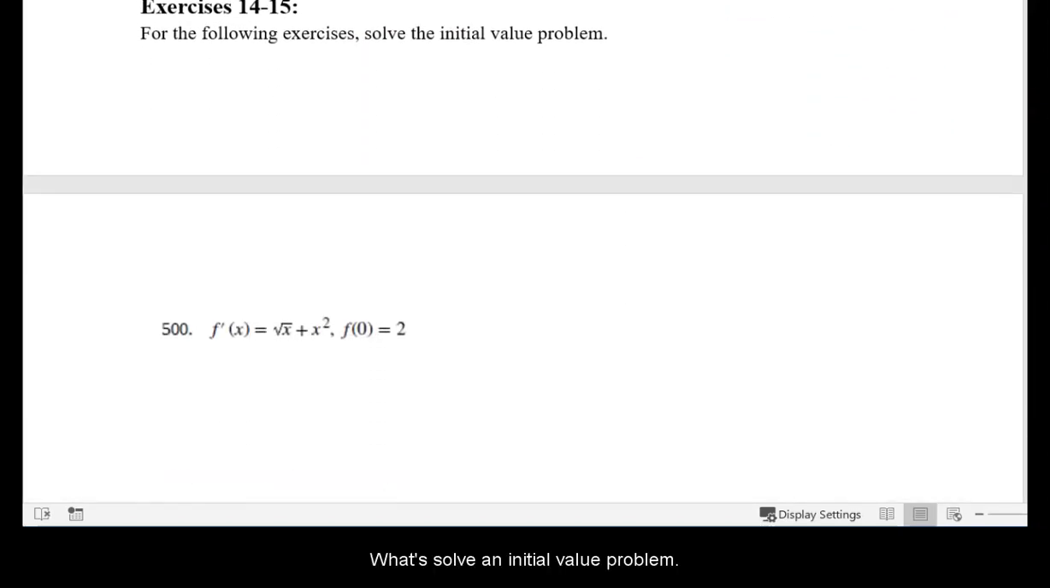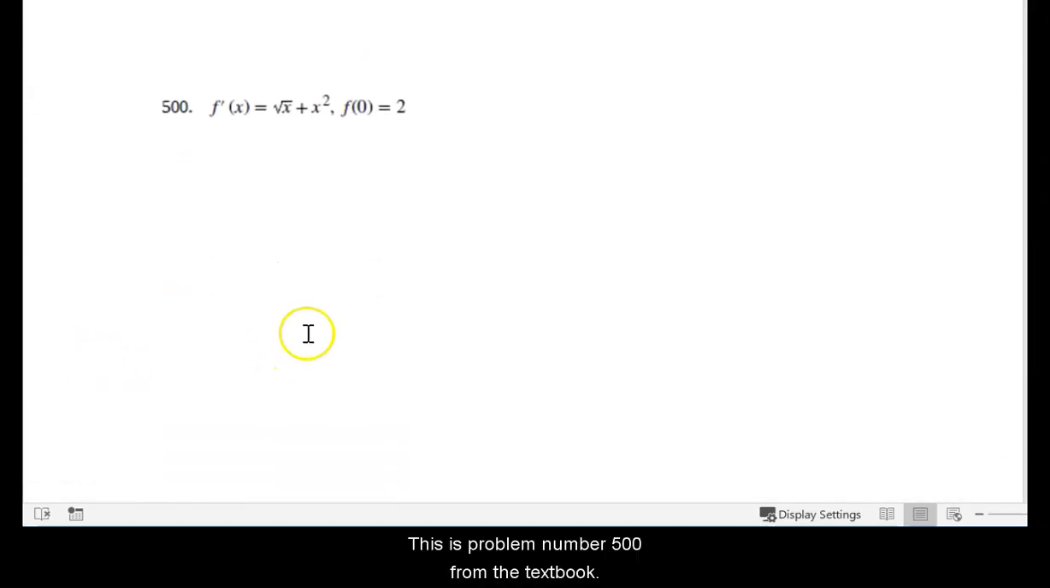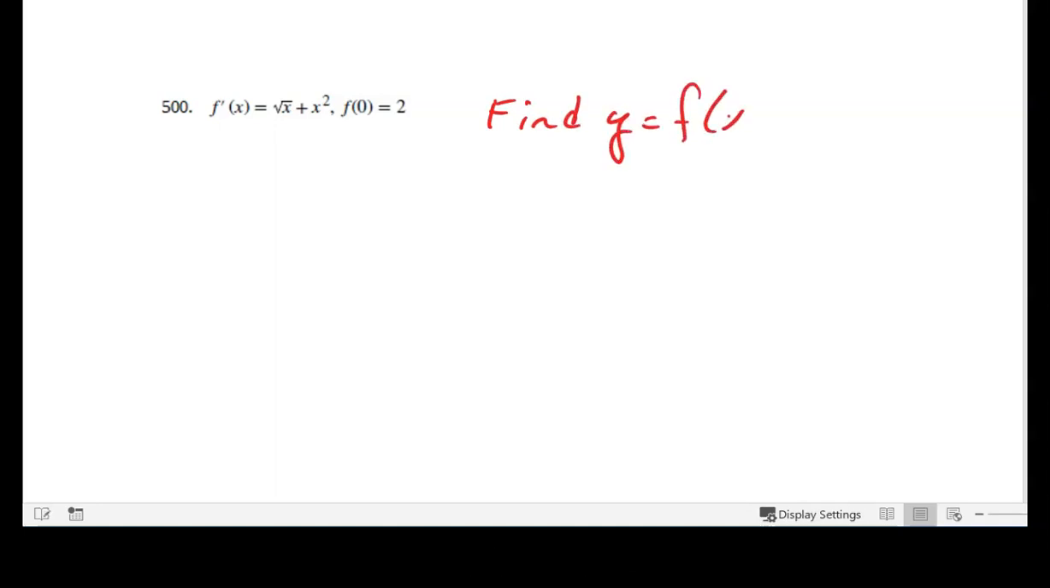Let's solve an initial value problem. This is problem number 500 from the textbook. It tells us that the derivative of f is square root of x plus x squared, and that our initial condition is f of 0 is equal to 2. They want us to find what f of x is. f of x represents our y. Let's find some antiderivative to that original given function and then use the initial condition to find the constant.